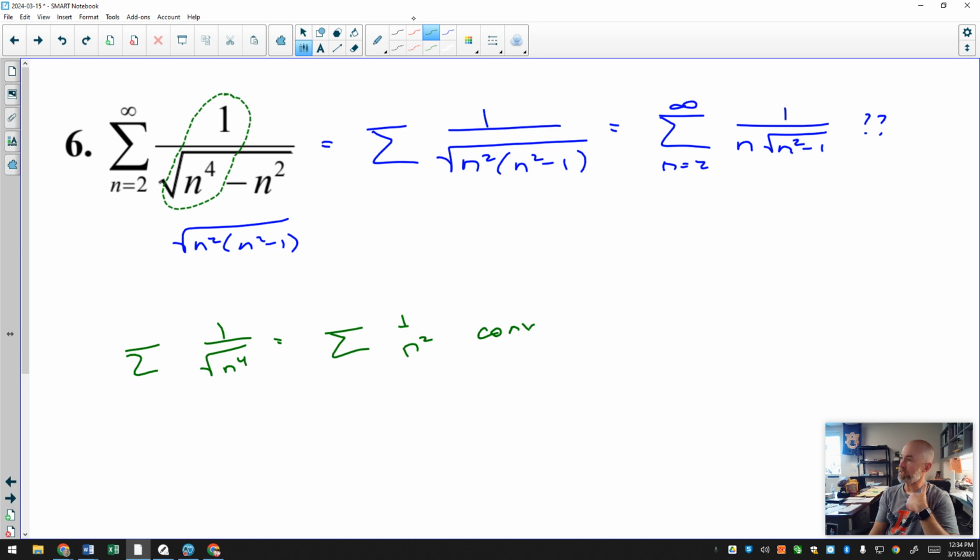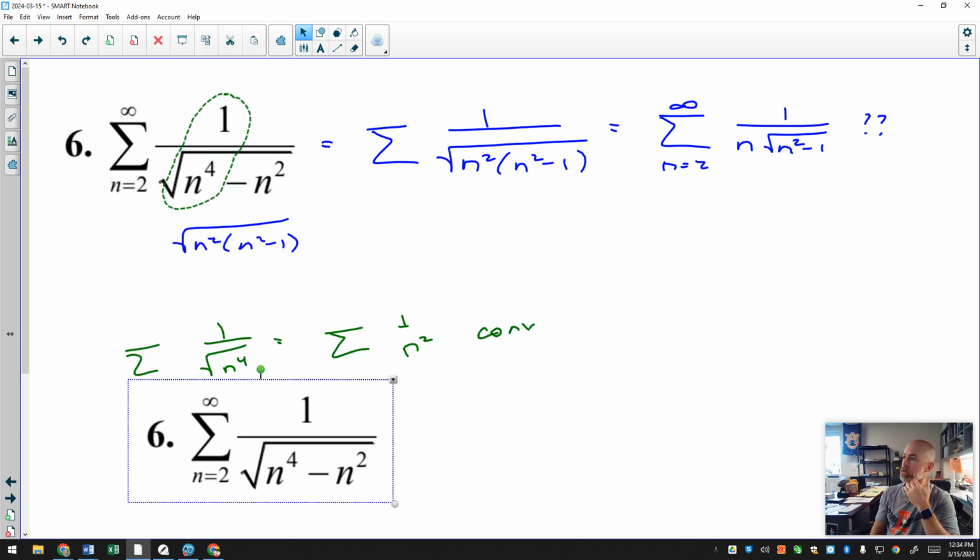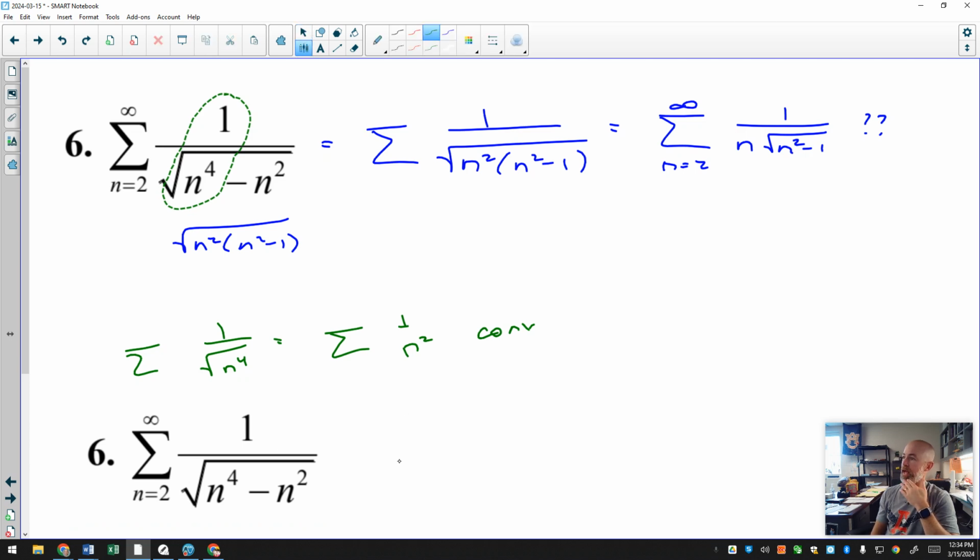Now, if I wanted to go direct comparison, this series, how does it compare to 1 over n squared? Because if I change my n squared to the square root of n to the fourth, this denominator is smaller than that denominator, which favors a larger fraction. So we're larger than a known convergent series. That's inconclusive. So if you really wanted to kill this dead, if you had to thoroughly prove that this converges, you would need to go limit comparison again.